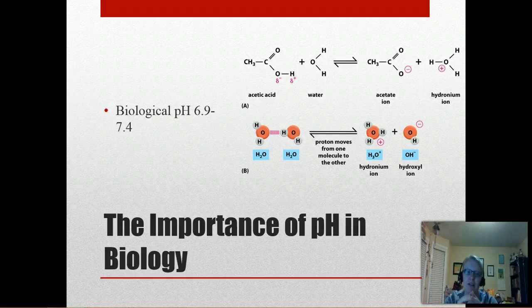So we need to make sure we stay within this biological range, which is why we have a buffering system within our body as well. But that's why anytime anything is administered to us through IV fluids or anything like that, the pH is critical.